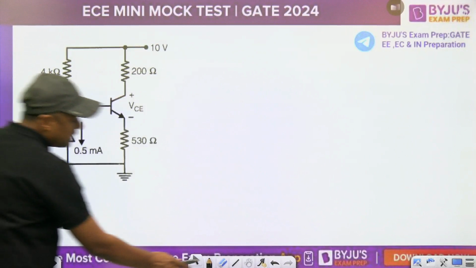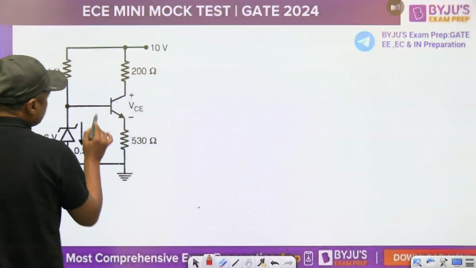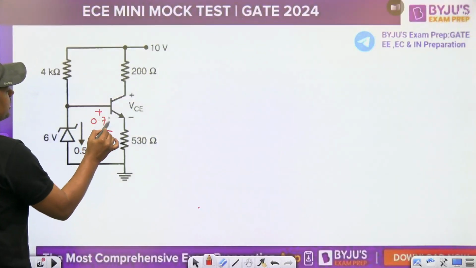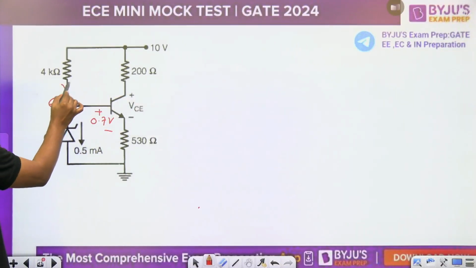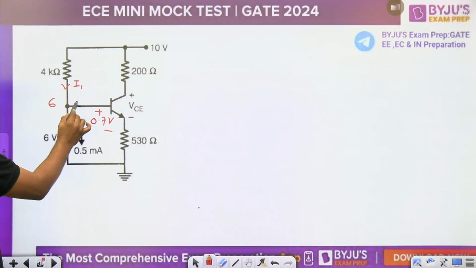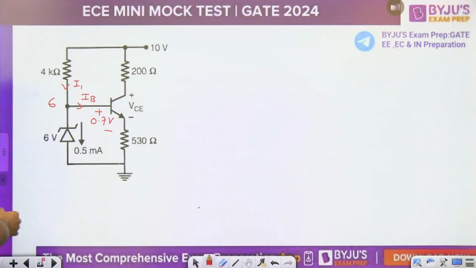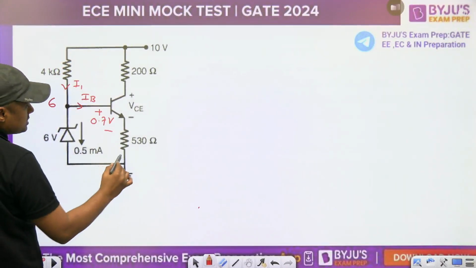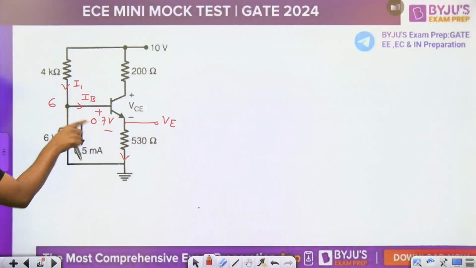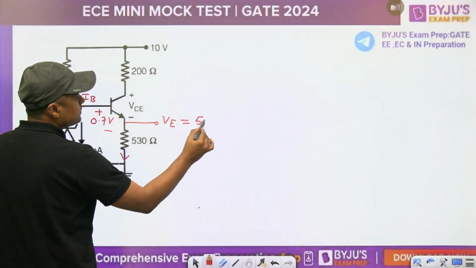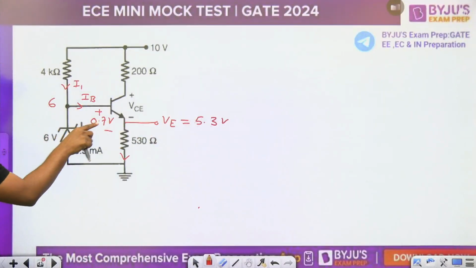Now, how can we solve this question? Remember, this is 0.7 volt VB, given in the question. Now, this is the 6 volt fixed. So you can find the current here. If you can find the current here, you can find the IB. What is the IB? I1 minus the Zener diode current, 0.5 milliampere. Then what is the IE? This voltage, VE: 6 minus 0.7 means it is 5.3.